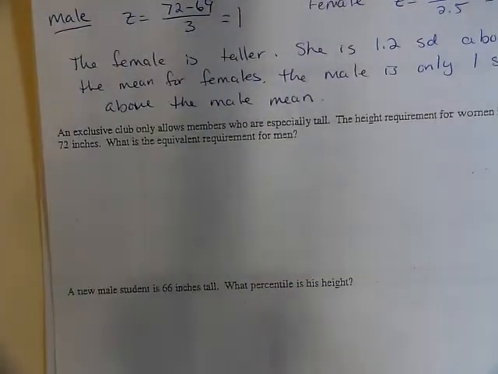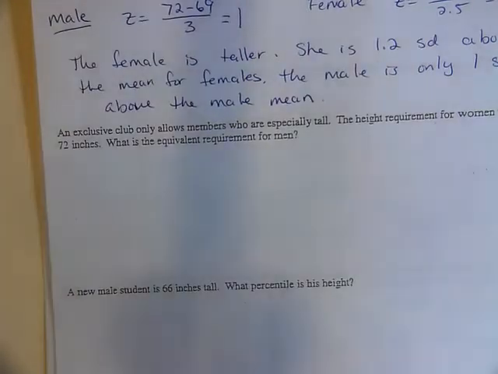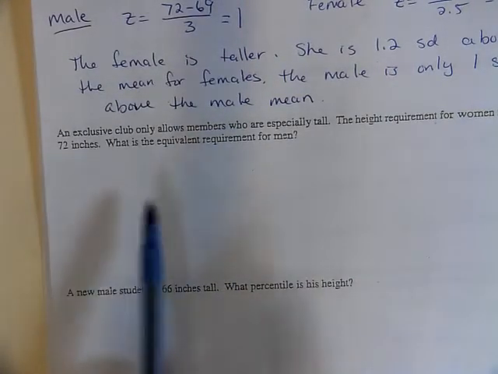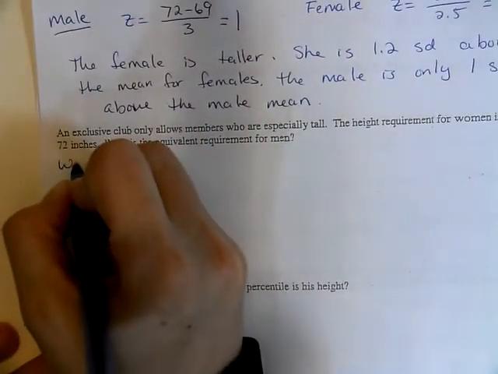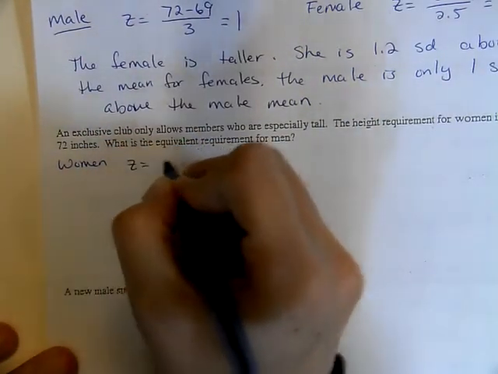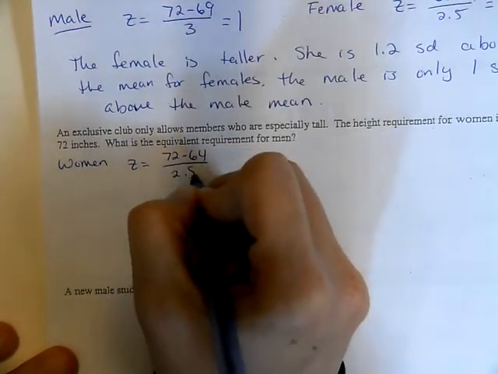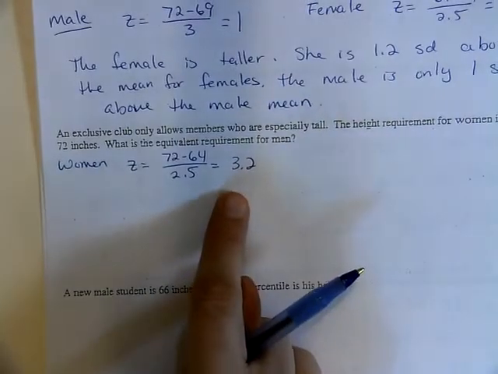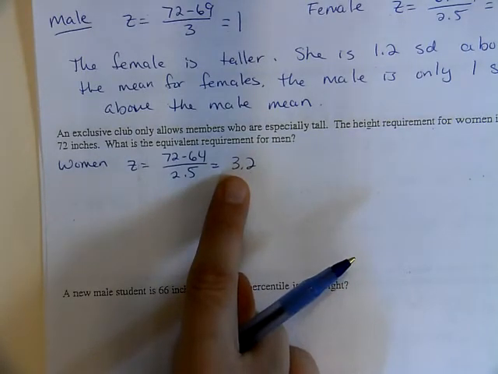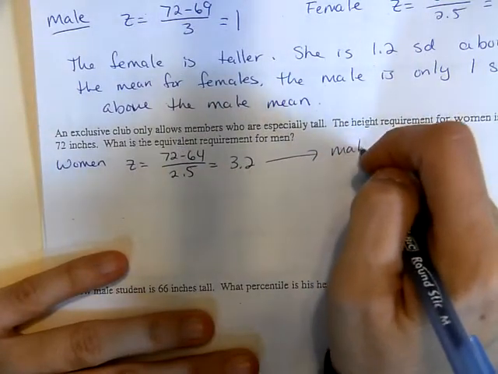An exclusive club only allows members who are especially tall. The height requirement for women is 72 inches. What is the equivalent height requirement for men? So what we're going to do, we're going to find the z-score, and then we're going to convert it for the guys. So for women, my z-score for this club is 72 minus 64 divided by 2.5. So I get 3.2. So you have to be 3.2 standard deviations above the mean or more to get into this club.